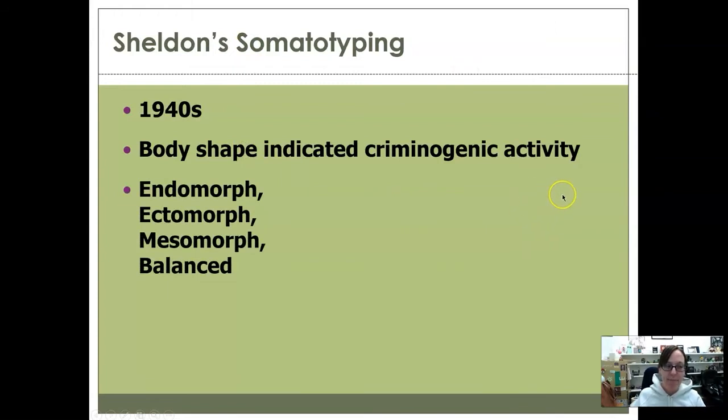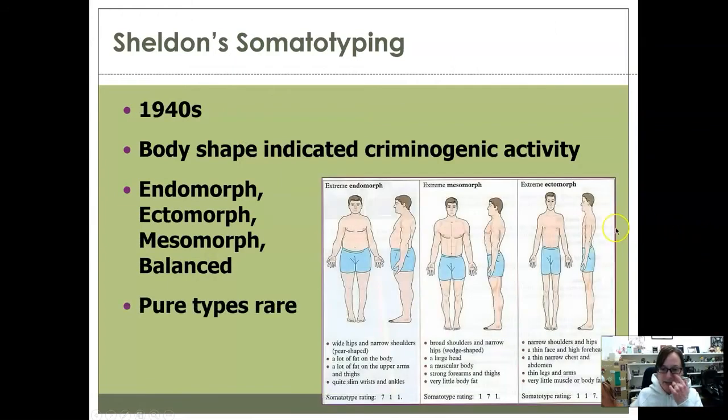And so he had these three main types, and even though the pure types were rare, he still described the three main types. This is kind of a summary of the three main types. So you had the endomorph, the ectomorph, and the mesomorph. Then he did at one point recognize that more people actually fall in this balanced category, which means you're somewhere in between these extremes. And it was actually the Glueks, though, that added the balanced category. It wasn't Sheldon himself. But people did say, well, there's some use for this kind of theory, but we have to recognize that people fall somewhere in between.